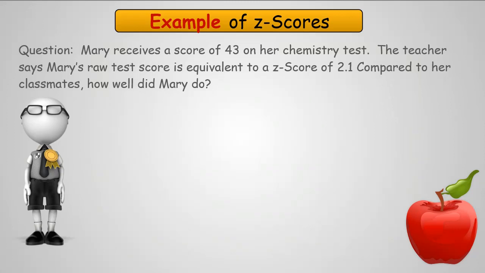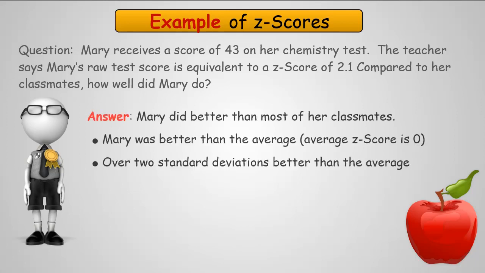Example: Mary receives a score of 43 on her chemistry test. The teacher tells Mary that her score is equivalent to a z-score of 2.1. So, compared to the rest of her classmates, how well did Mary do? The answer is Mary did better than most of her classmates, since her z-score is above 0, and in this case 2.1 standard deviations above the average student.